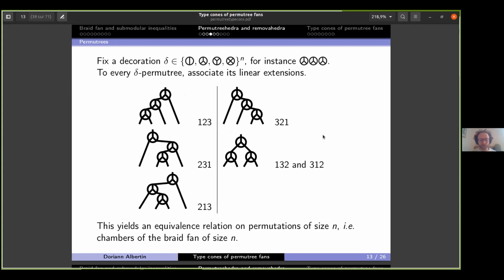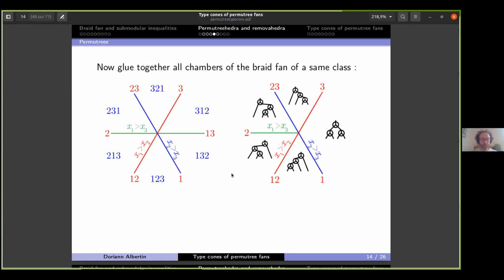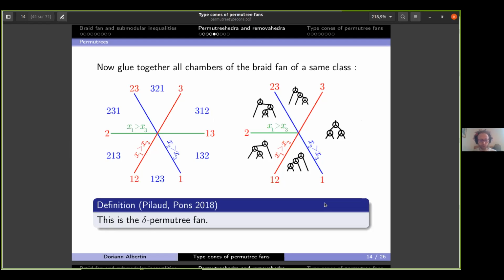So this yields an equivalence relation on permutations. And what we want to do is look at the braid fan and then glue together the chambers of the same equivalence class, of the same permit tree. So 3, 1, 2, and 1, 3, 2 have the same permit tree. So we just glue together these two chambers into a bigger one. Now observe that doing so, we get what we call the delta permit tree fan. Well, it's a fan, it's not obvious, but we want to prove this. But observe that we lost the ray 1, 3. We have a smaller amount of rays on the right in the delta permit tree fan.